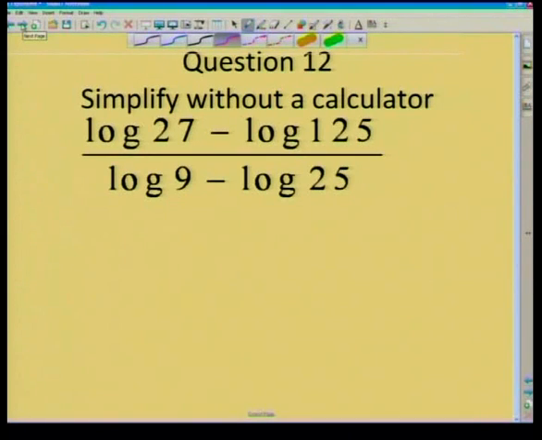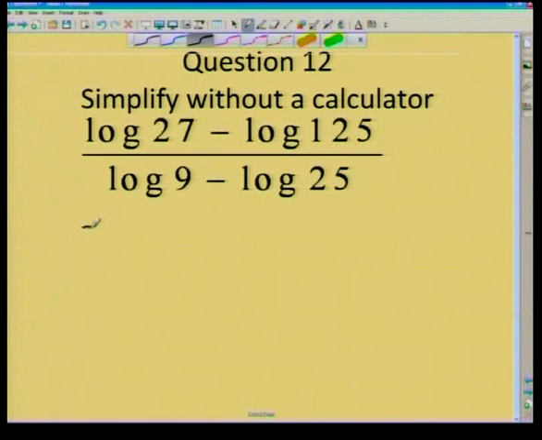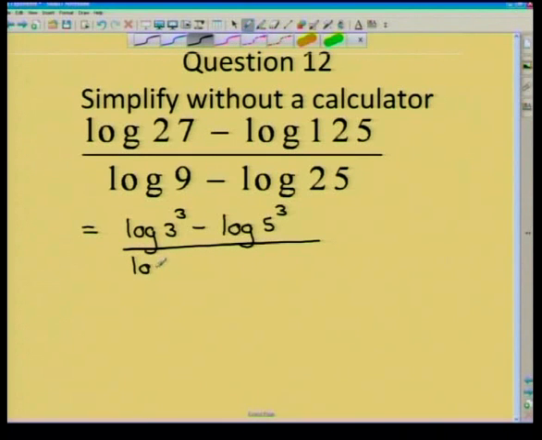Right, next question. This one here, simplify without a calculator, this expression. And here we have a choice of going about it in several ways. I'm going to just do one of the ways. You could, of course, use your rules, which get a little bit complicated, or you can just prime your numbers and sort out from there. So I'm going to go that route. So I'm going to say 27 is the same as saying 3 to the 3. 125 is the same as saying 5 cubed. And 9 is the same as saying 3 squared. And 25 is the same as saying 5 squared.